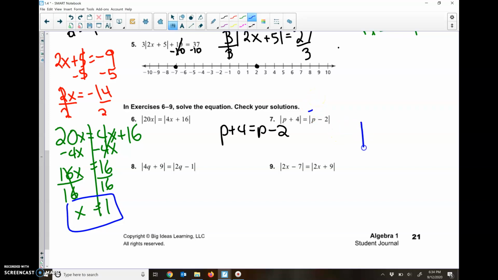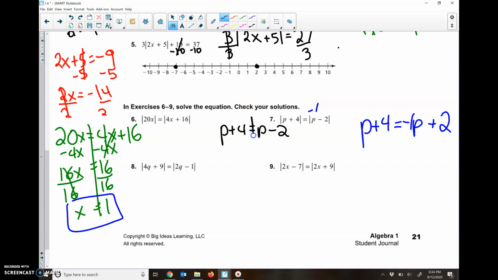So I'm going to rewrite p plus 4. And now I need to make the whole right side negative. So I'm going to multiply the whole right side by negative 1. Negative 1 times p is negative 1p. Negative 1 times negative 2 is a positive 2. So kind of a little trick there, because this was a negative 2, it now turns into a positive 2. This was a positive p, it turns into a negative p.